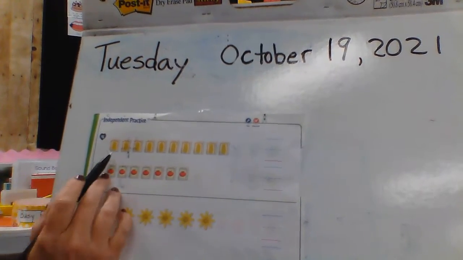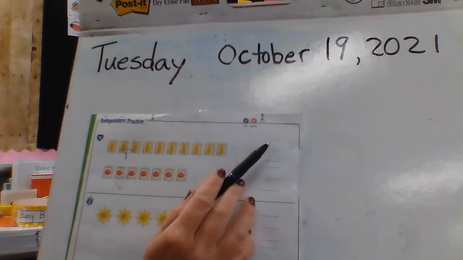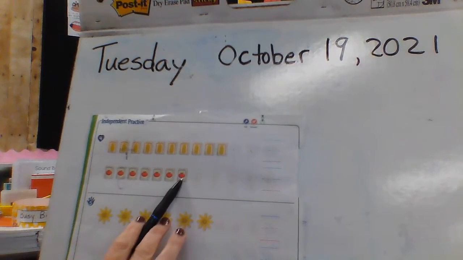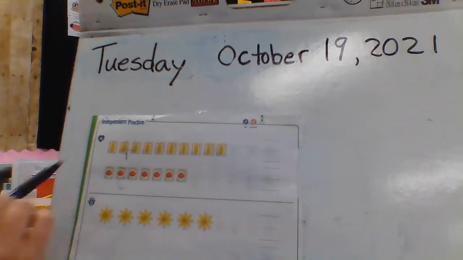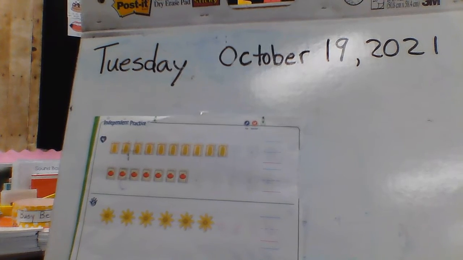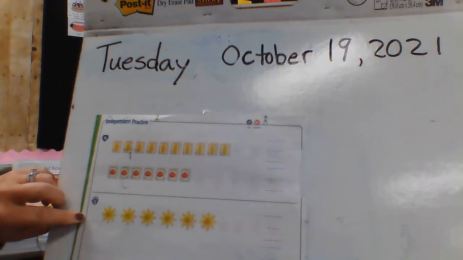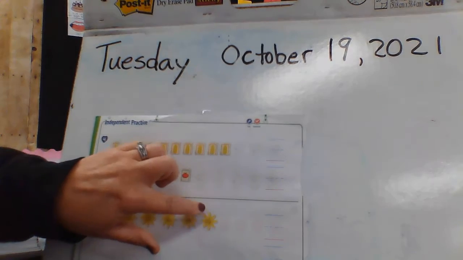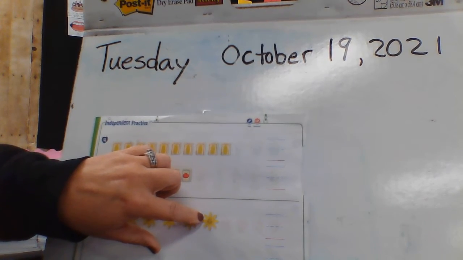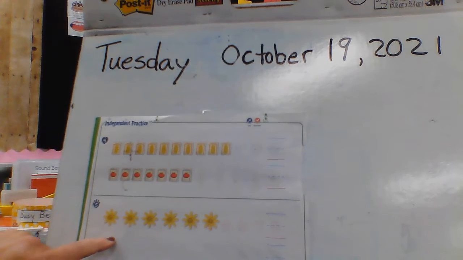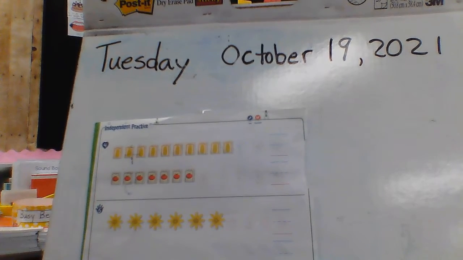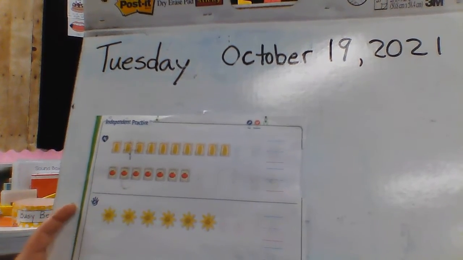So you're going to do the same thing here. You're going to count, write the number. Count, write the number. Put an X over the number that is less, okay? For number 5, they want us to count the flowers, and then they want us to draw a group of flowers that is less, okay? So we'll go ahead and do number 5 together.